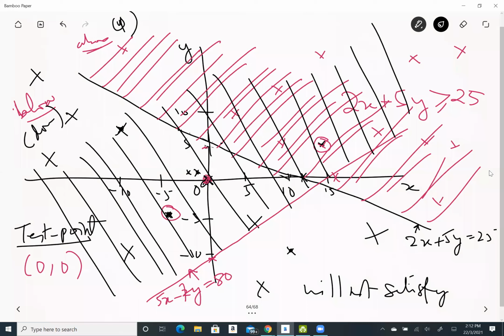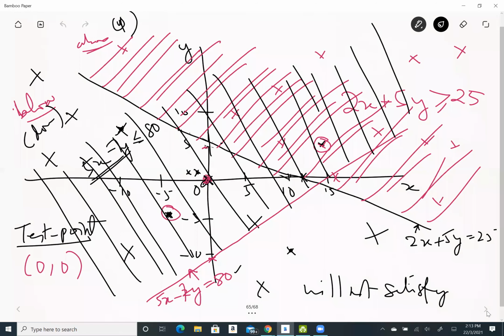Okay, so that is the inequality, and that inequality is 5x minus 7y less or equal to 80. So first you label the line. After you shade the area for the inequality, you also have to indicate that the shaded area is the particular inequality. Okay, any question? Okay, good. So I think we have done enough inequality.